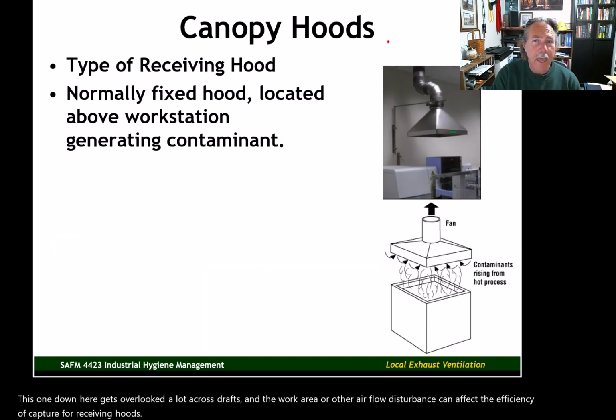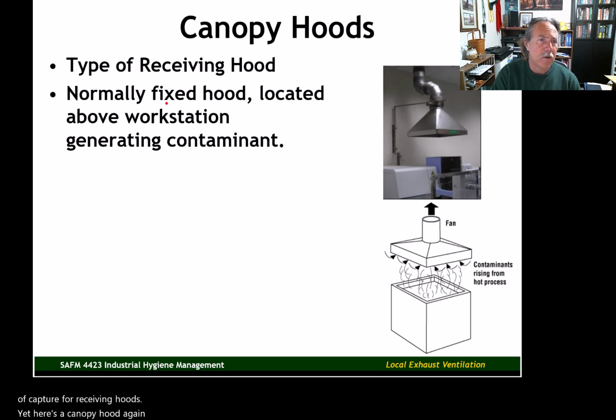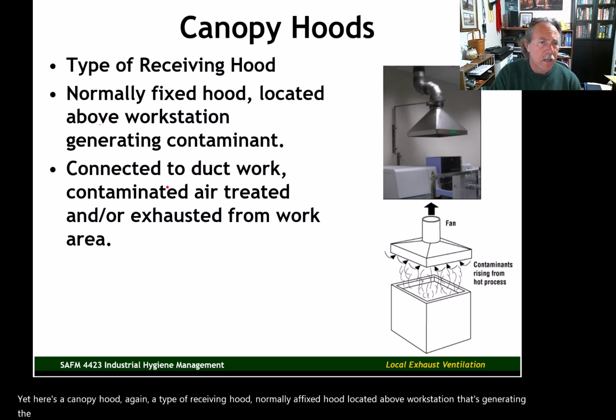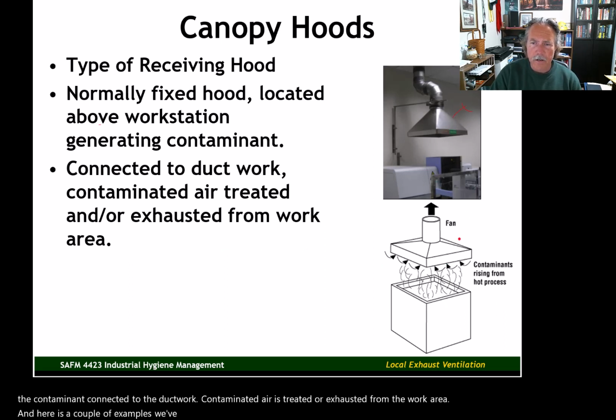And here's a canopy hood again, a type of receiving hood, normally a fixed hood located above the workstation that's generating the contaminant, connected to ductwork. Contaminated air is treated or exhausted from the work area. And here are a couple of examples. We've already seen this picture, and here's another diagram. I believe this diagram is from the OSHA technical manuals, where I stole that one from.